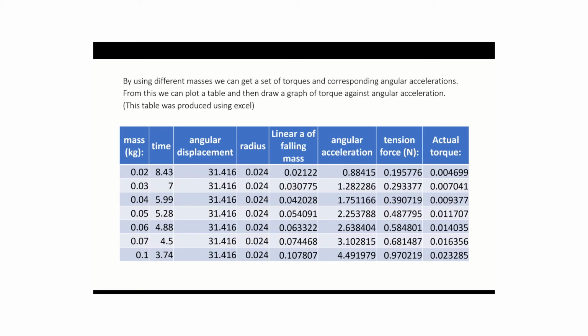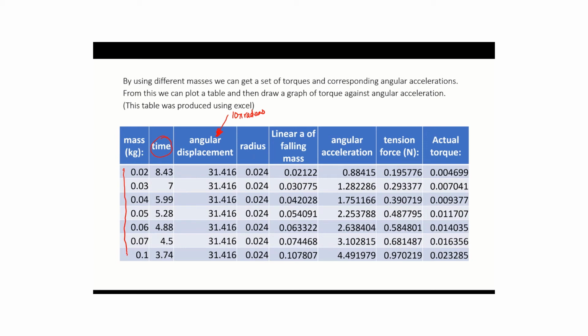And what the student did was take different masses, and for each of the different masses, measure a time. And from that, we're going to calculate the torque, and we're going to calculate the angular acceleration. So the angular displacement here is always the same. We allowed it to rotate 5 times, so that was 10 pi radians, which is why we've got the 31.416 radians. The angular displacement is measured in radians.